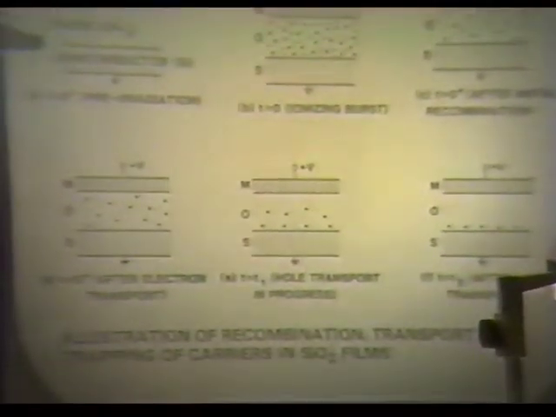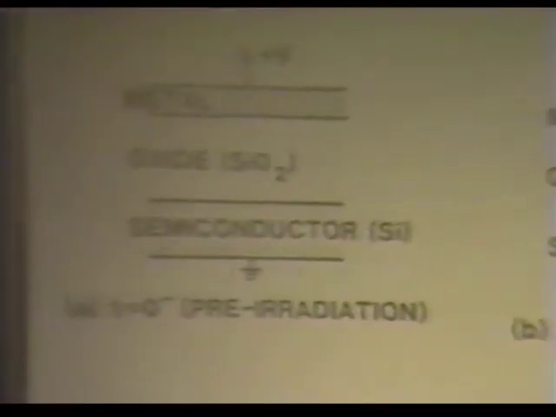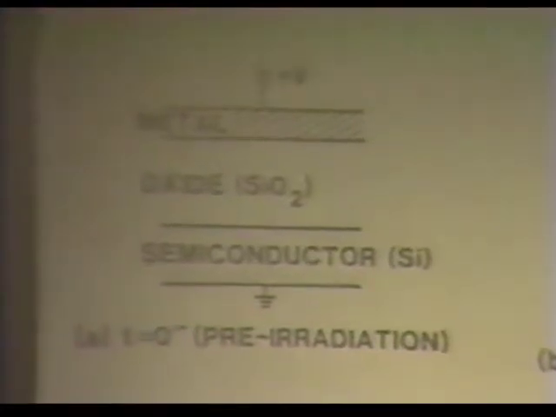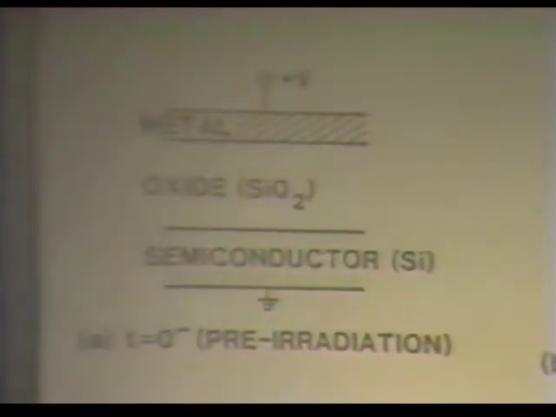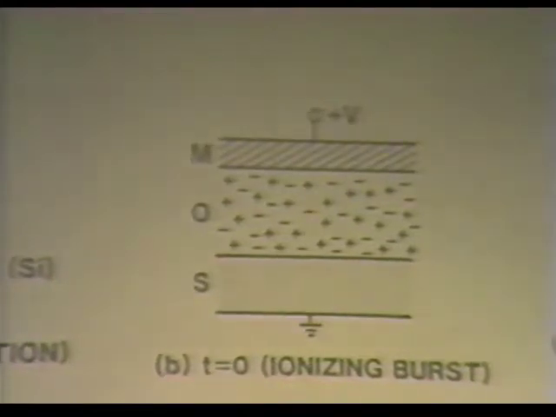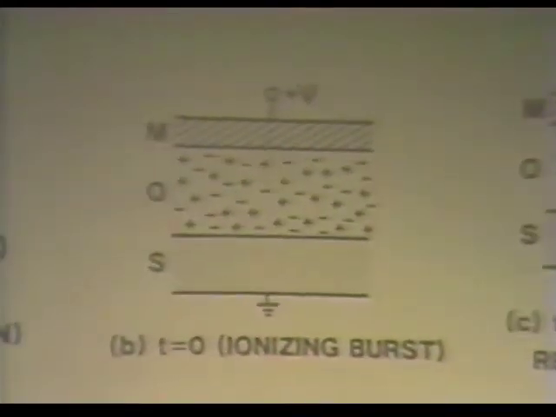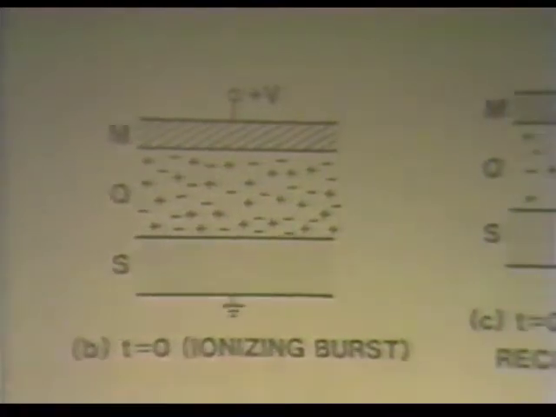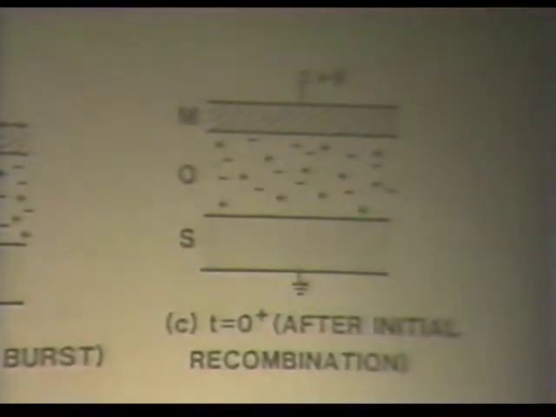So the thing that happens, if I can blow this up, here you have your metal, you have your oxide, this is your gate, and then you have your silicon substrate, semiconductor, T-well, whatever it happens to be. And along comes a burst of ionizing radiation. And you generate lots of electron-hole pairs. Well, immediately, some of them will recombine right there in what we call the parent location, or where they're generated. But there's a bunch that won't.